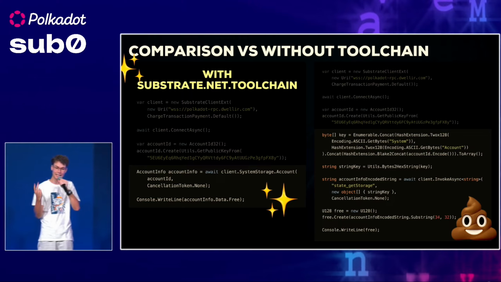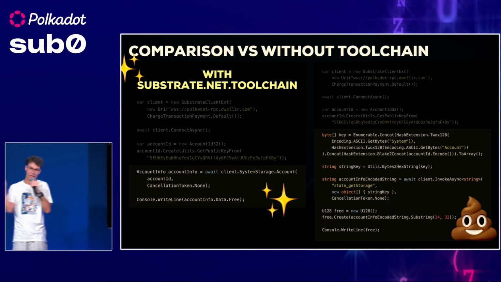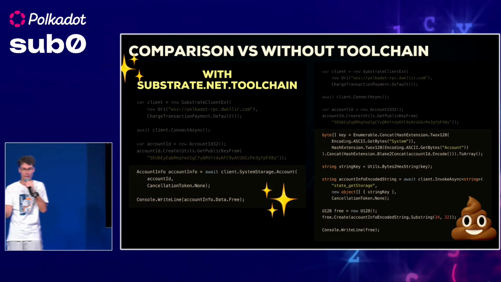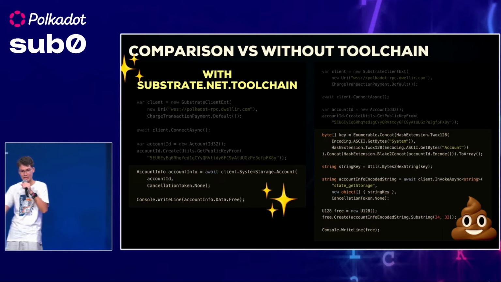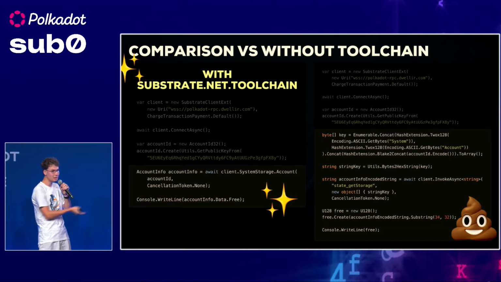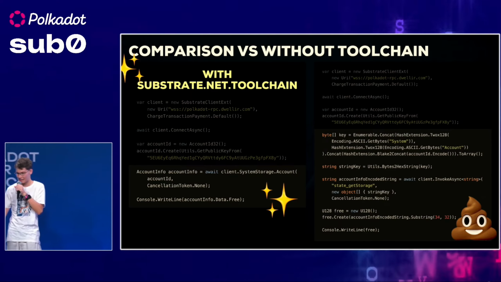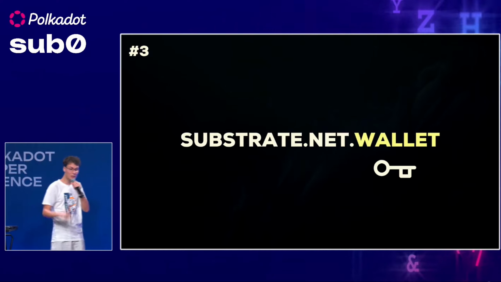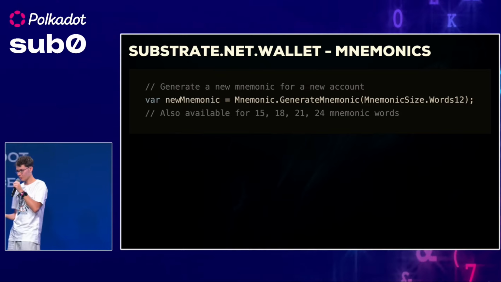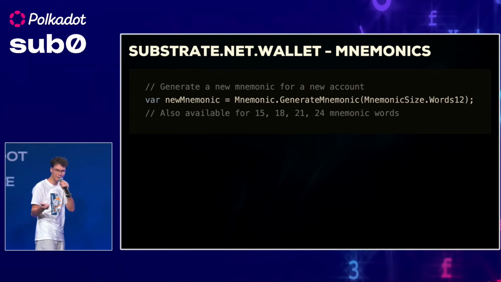But with Substrate.NET Toolchain, you can just run the simple command. It will regenerate all of those files. It will do all of those changes that are present on that chain. And your client code will still work as intended. Then we also made Substrate.NET Wallet. It's very simple. It allows you to generate new mnemonic phrases.